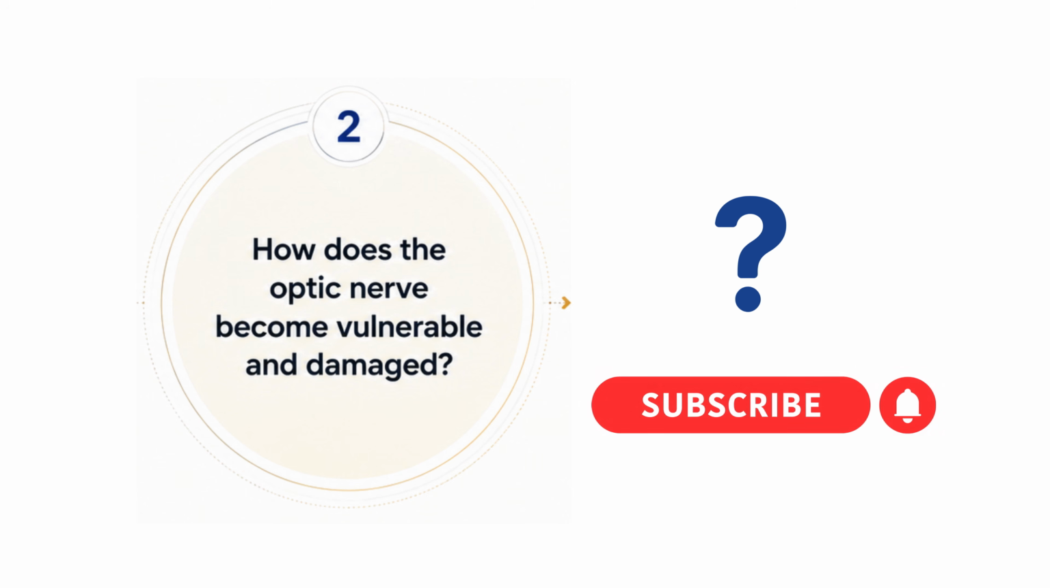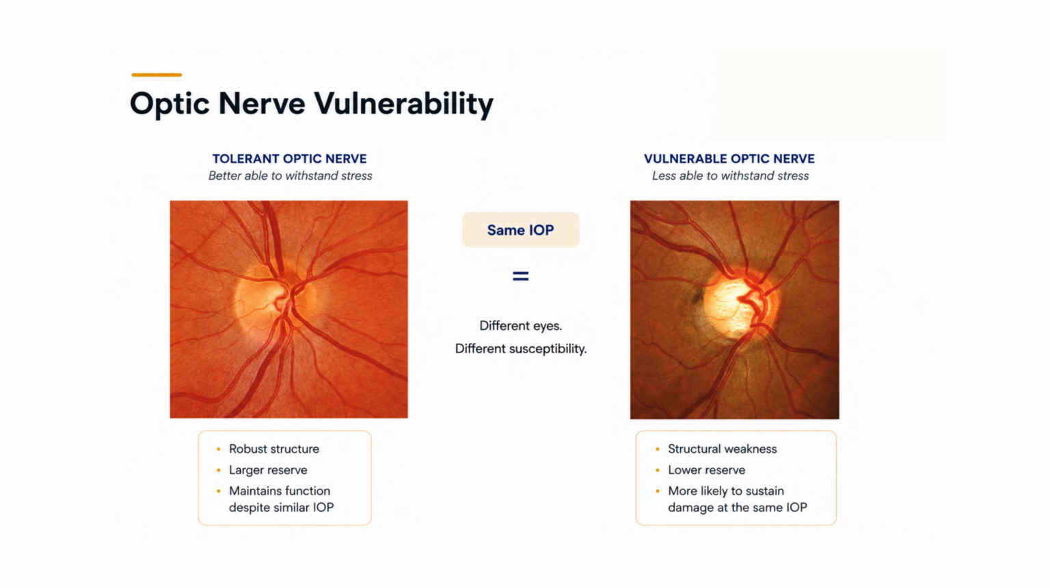A helpful way to understand glaucoma is to think of every optic nerve as having a certain degree of vulnerability. Some optic nerves can tolerate a particular intraocular pressure for many years without developing any damage. Another optic nerve may be more vulnerable and may develop glaucoma at the same pressure level or even at a lower pressure. This vulnerability is influenced by several interacting mechanisms.